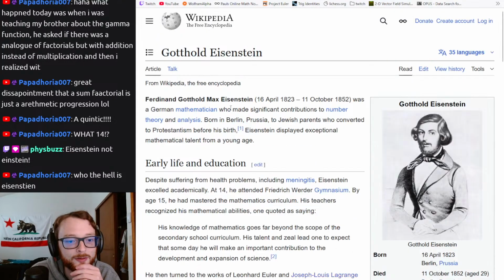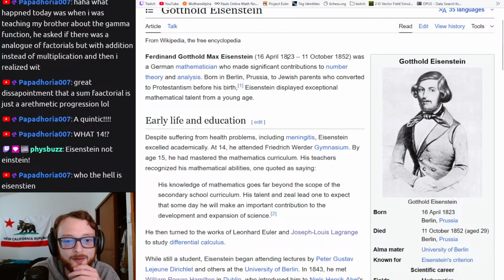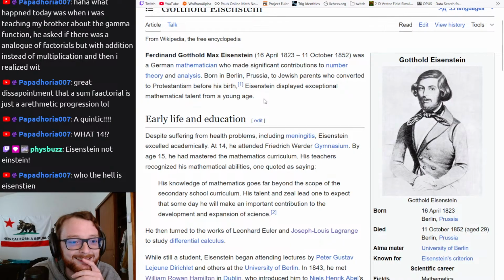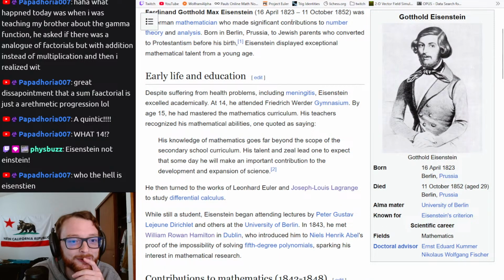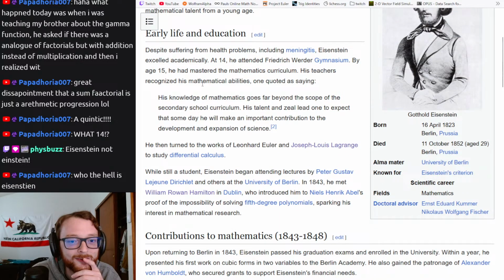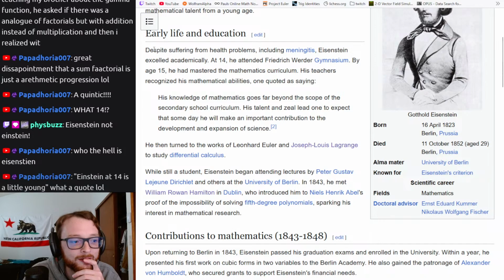This looks more like it. What is that? 29 years? Yeah, he died at 29. Oh, good. I'm turning 29 next year, so. Number theory and analysis. Oh, he had health problems. Dang.